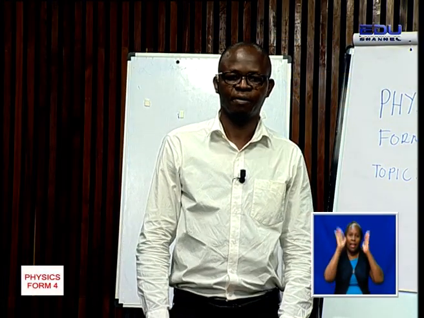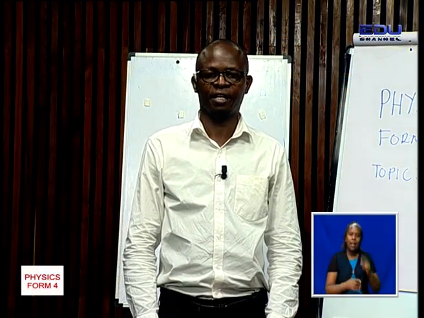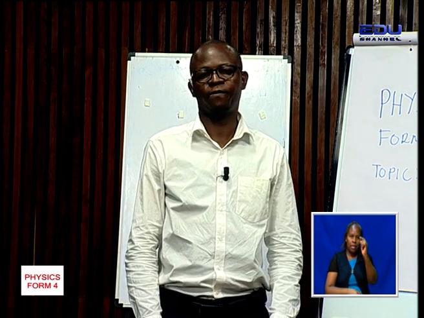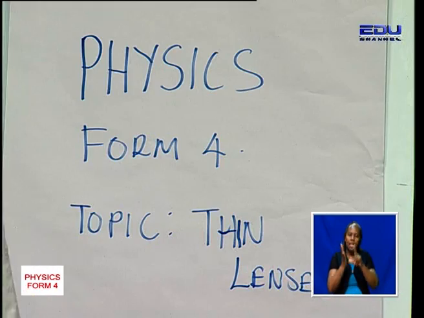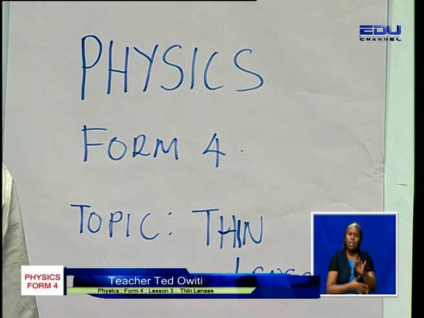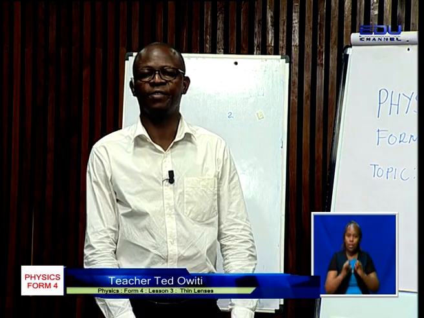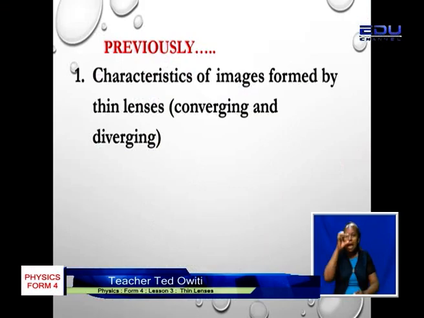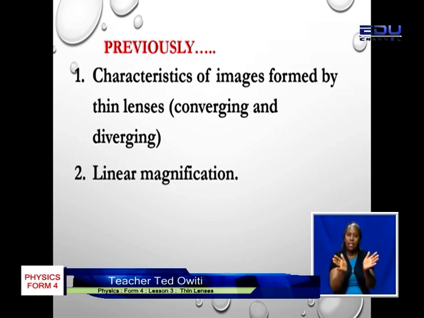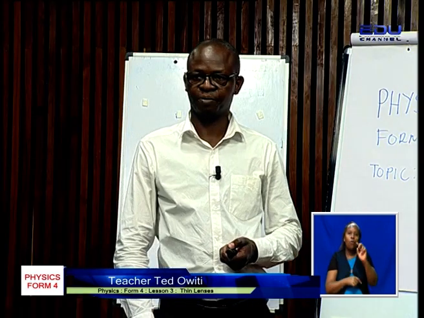Hello everybody, I am Ted Owiti and welcome to the third lesson on physics for the Form 4s. Now previously we talked about the characteristics of images formed by thin lenses. We talked about both the converging and diverging lenses. We also talked about linear magnification, and lastly we derived the lens formula and used it.